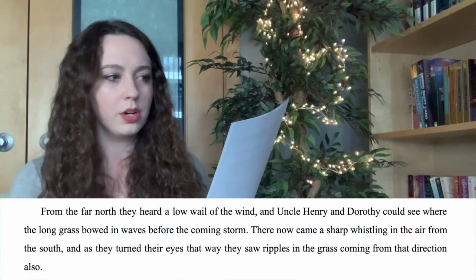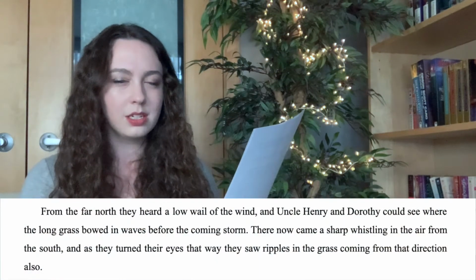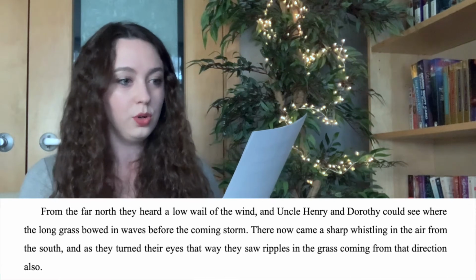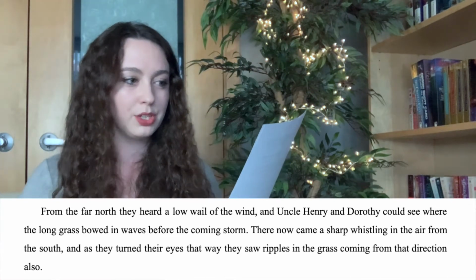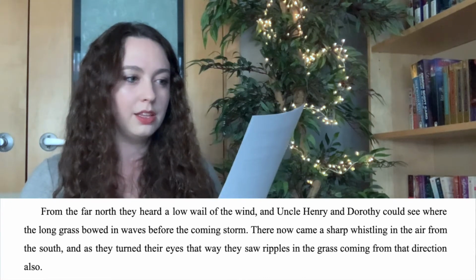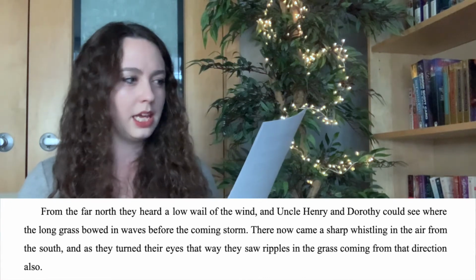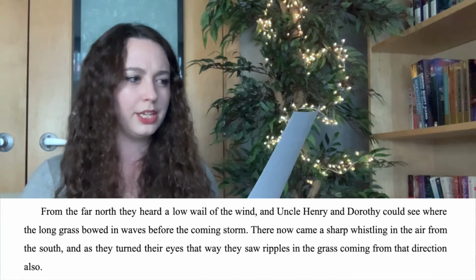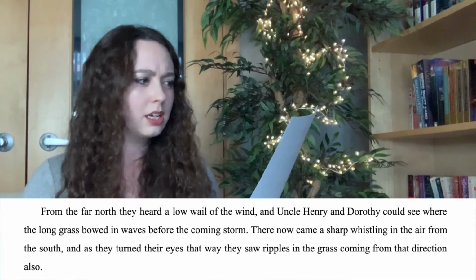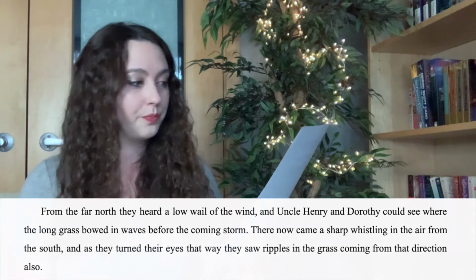From the far north, they heard a low wail of the wind, and Uncle Henry and Dorothy could see where the long grass bowed in waves before the coming storm. There now came a sharp whistling in the air from the south, and as they turned their eyes that way, they saw ripples in the grass coming from that direction also.